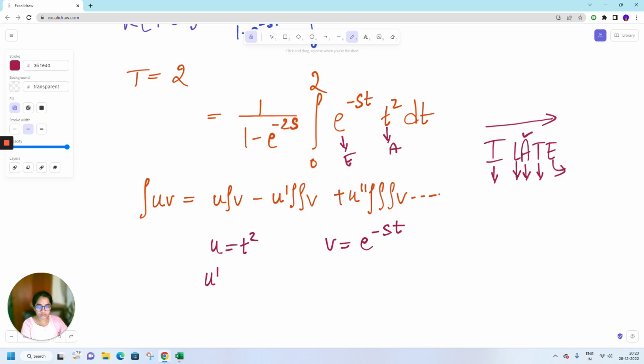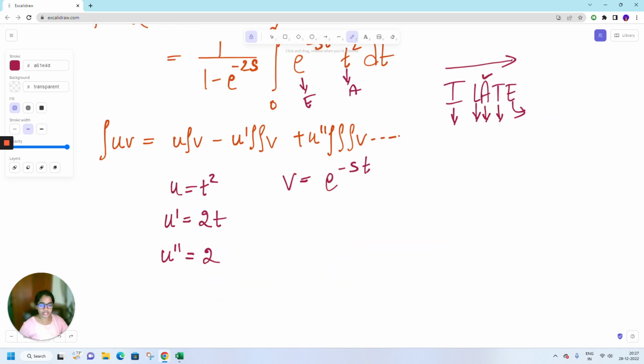Okay. What is u dash? u dash is 2t. What is u double dash? That would be 2. Yes. If you differentiate twice, you integrate three times. What is integration of v? Integration of e power at is e power at divided by a. So that would be e power minus st divided by minus s.